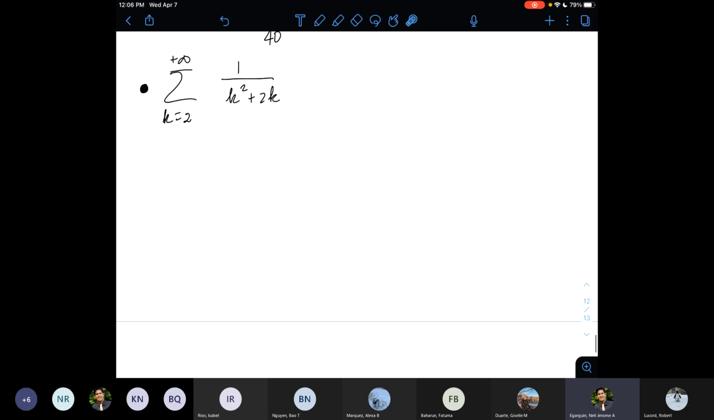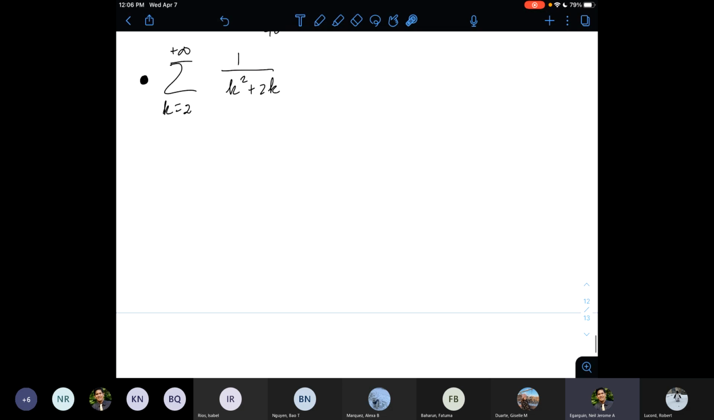Now, if you see a complicated denominator, there's a big chance that this is a telescoping series. If you're suspecting that you have a telescoping series, do a partial fraction decomposition. So here we try to decompose 1 over k squared plus 2k in terms of partial fractions. And this is the same strategy we did for chapter 8. So we need to factor the denominator.